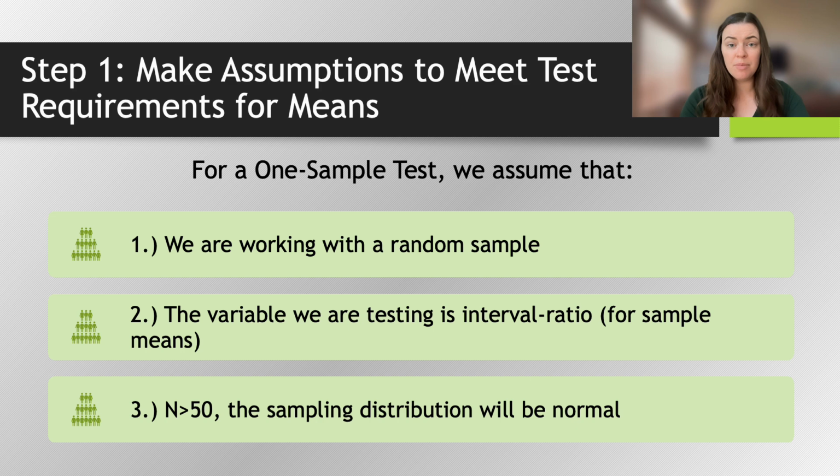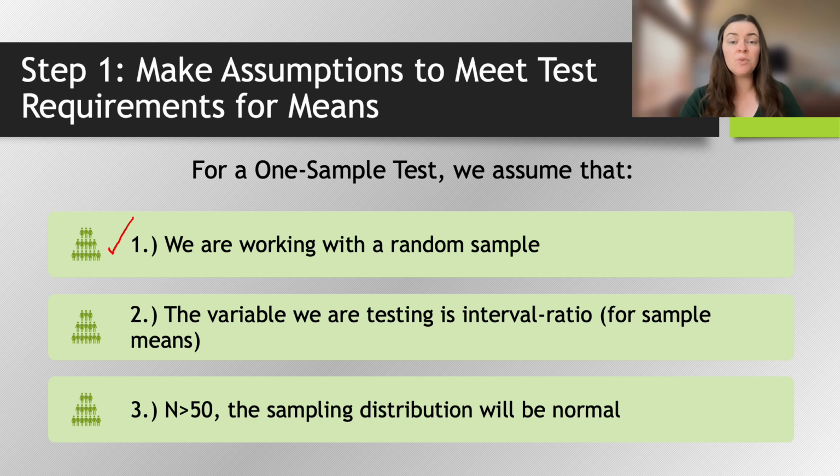Our first step, same as we did for our one sample hypothesis test for proportions, is to check our assumptions and make sure that we're meeting those in order to proceed with all of the subsequent steps. And so again, the first one is that we are working with a random sample. We can check that one off because there was no indicator that it was a non-random sample.